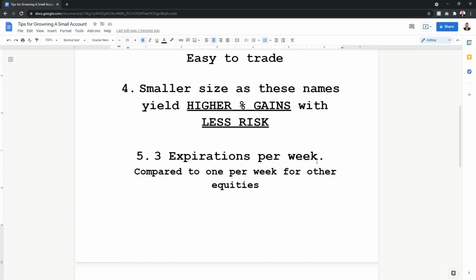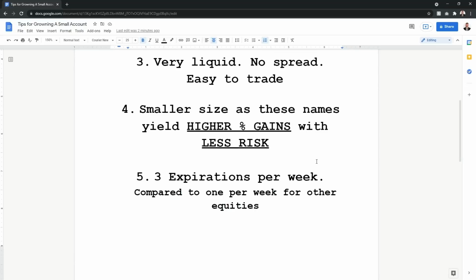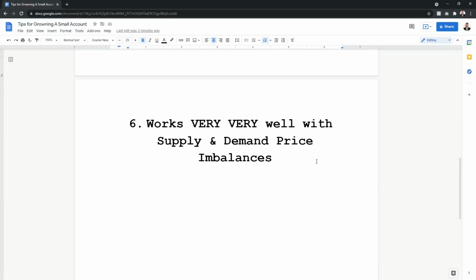time the market correctly. Now, there also always will be an opportunity that they can go to zero. However, since they are so cheap, the risk really is in your favor if you do catch the right side of a move. And it works very well with supply and demand. With these price imbalances, it's how the market moves. Because of its liquidity, supply and demand works very well with ES and NQ, or the S&P 500 and the NASDAQ.